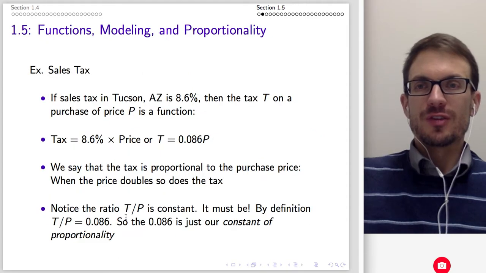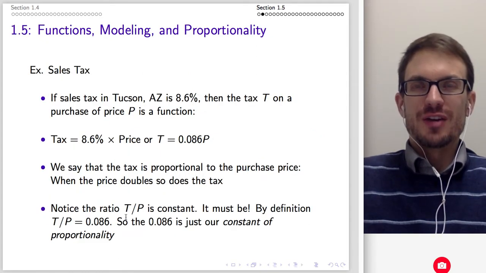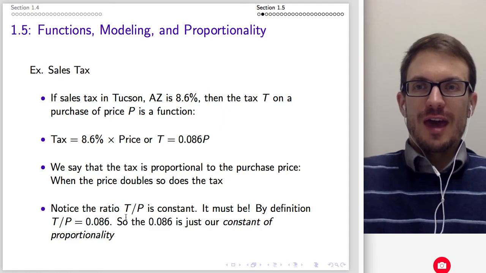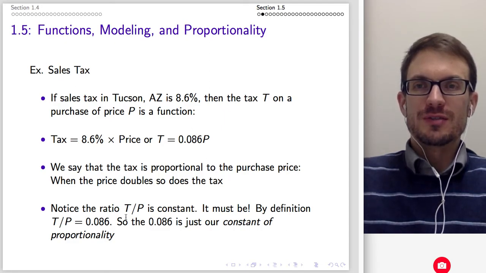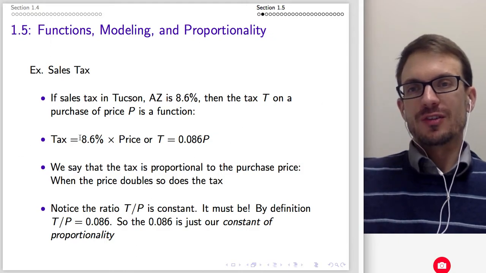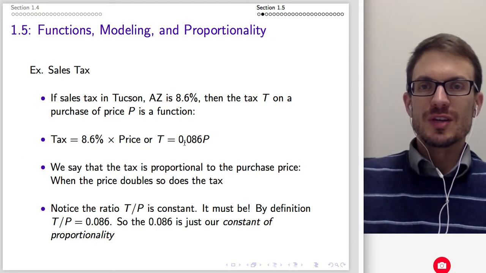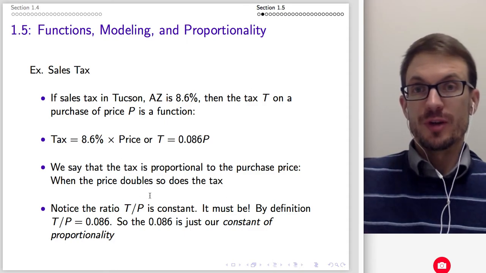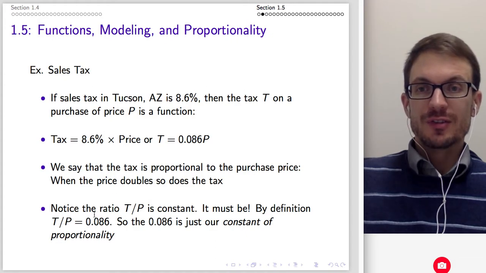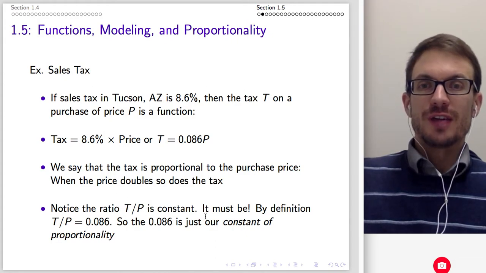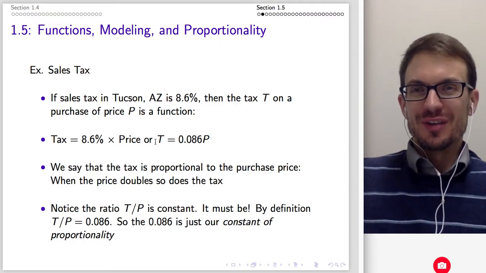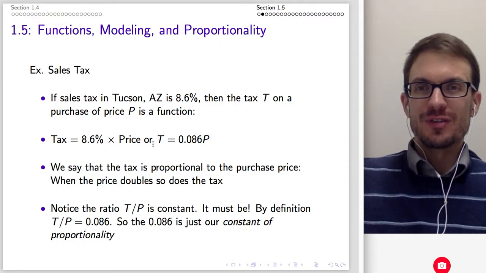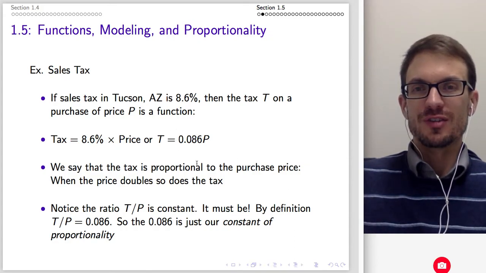So an example would be sales tax. Suppose sales tax in Tucson, Arizona is 8.6%. Then tax T on a purchase of price P is a function given below. So tax is 8.6% times price, or T is equal to 0.086P. And tax is proportional to the purchase price. If the price doubles, so does the tax. And then the ratio T over P is a constant. It has to be, right? Divide this through by P, and you'll get T over P equal to the constant of proportionality, which is the tax percentage.